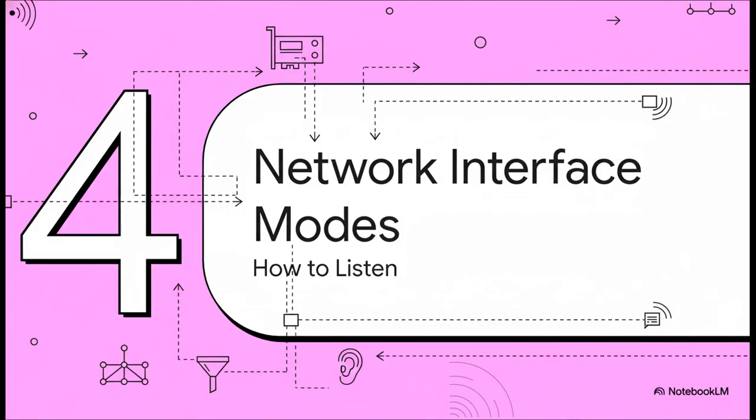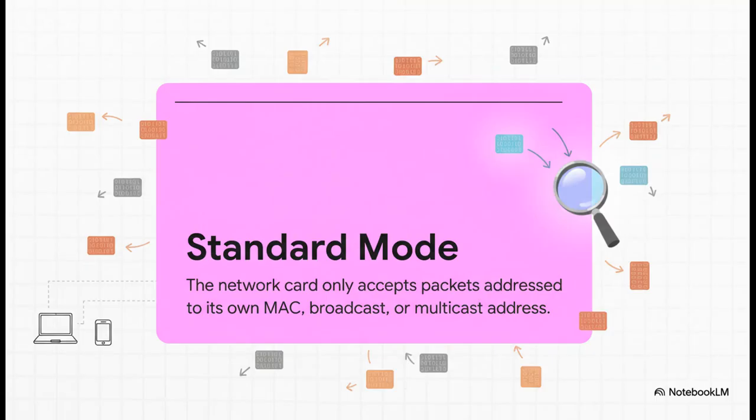Now that we know how to capture data and filter it down, we gotta talk about how our network card is actually listening. It turns out it has different modes for different jobs, and knowing the difference between them is absolutely crucial. So, by default, your network card is in what's called non-promiscuous mode. The best way to think about this is that it's being polite at a party. It only pays attention to conversations that are directed specifically at it, based on its unique physical address, its MAC address. It just politely ignores all the other chatter in the room. This is the normal, everyday mode for all your devices.